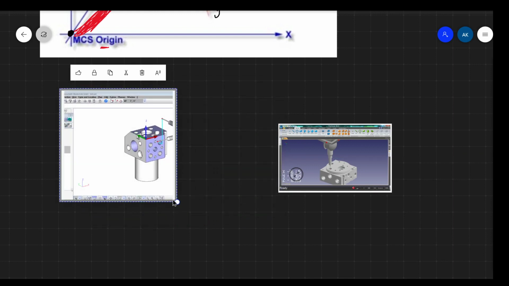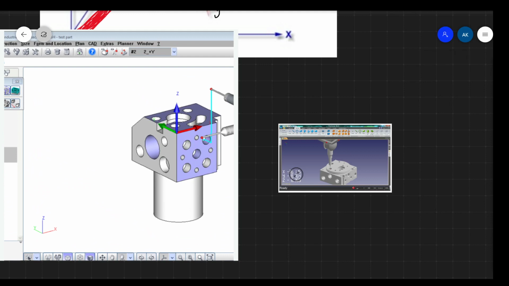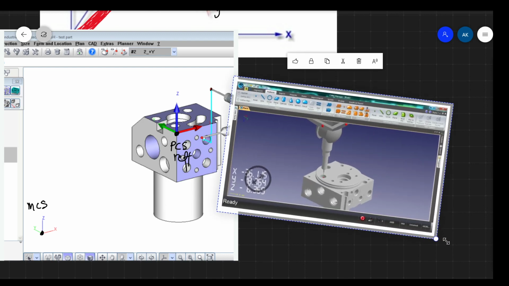Now see, this is how it looks in the software. It will look something of this sort. This will be your machine coordinate system reference. This is your part coordinate system reference, and this is how it will look. By selecting different planes and giving them suitable numbers, you will fix the origin. And once this origin is fixed and you are touching different points with the probe, such coordinates will be measured.